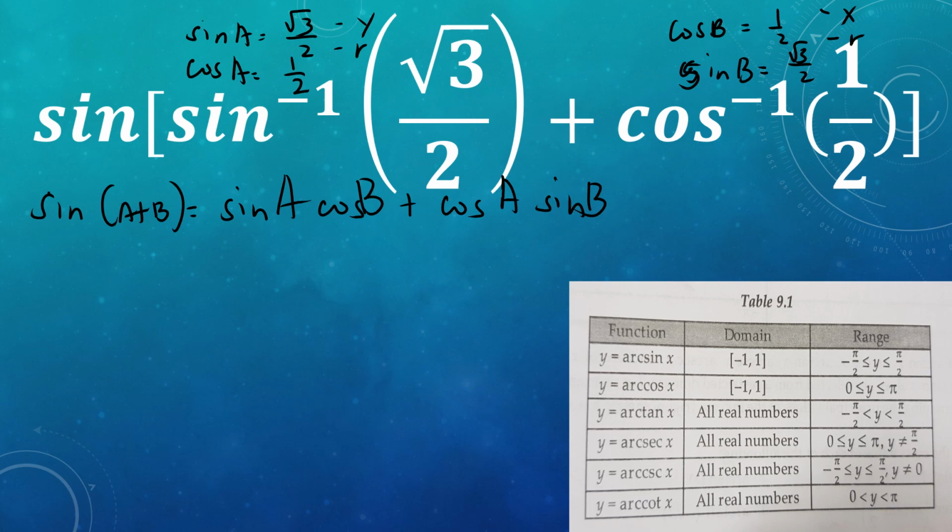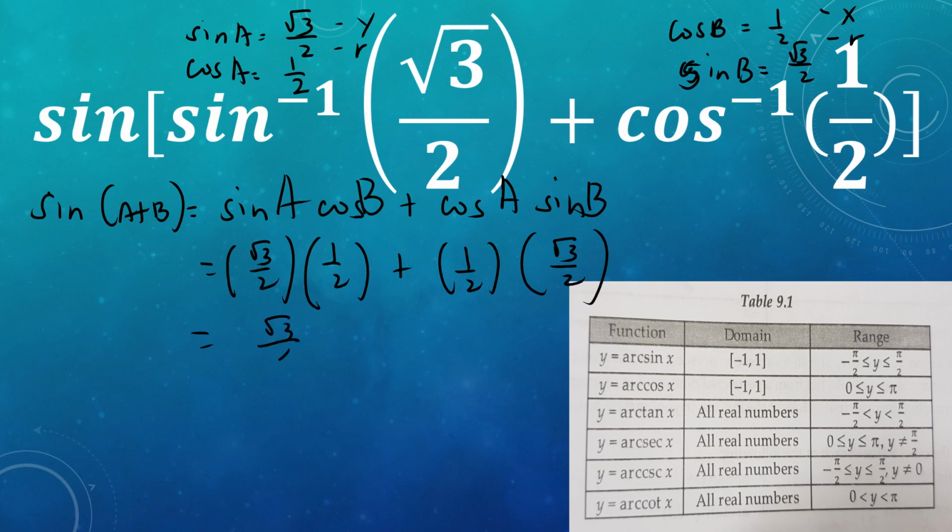So, by substitution property, instead of writing sin A, we can write square root of 3 over 2, cos B, which is equal to 1 over 2, plus cos A, which is equal to 1 over 2, and sin B, which is equal to square root of 3 over 2. Multiplying that, we have square root of 3 over 4 plus square root of 3 over 4. So therefore, we have 2 square root of 3 over 4, and simplifying this, it will be square root of 3 over 2. So our final answer is square root of 3 over 2.